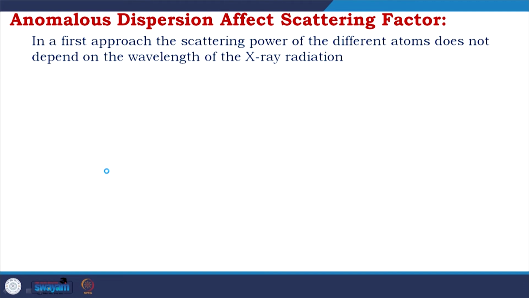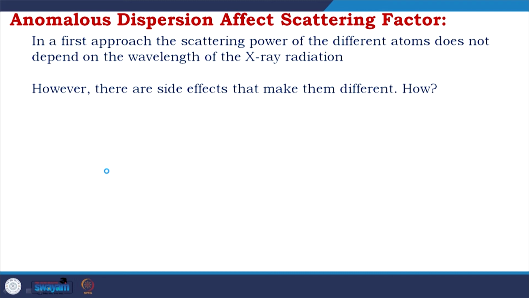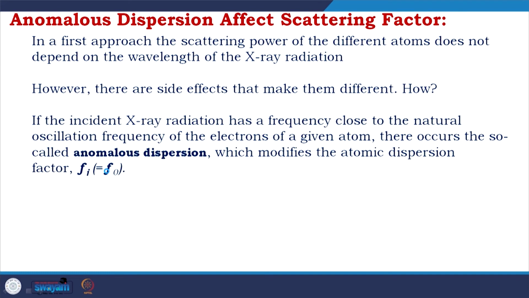I would talk about the detailed mathematics again in the next class, but now we will talk about a different thing, which is anomalous dispersion, which affects the scattering factor. In a first approach, the scattering power of the different atoms does not depend on the wavelength of the X-ray radiation. However, there are side effects that make them different. How? If the incident X-ray radiation has a frequency close to the natural oscillation frequency of the electrons of a given atom, there occurs the so-called anomalous dispersion, which modifies the atomic dispersion factor.